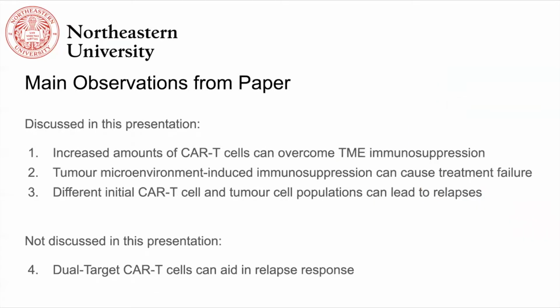The paper presents 3 major points for CAR T cells in solid tumors. Increased amounts of CAR T cells can overcome the tumor microenvironment immunosuppression, and this immunosuppression can cause treatment failure. However, different initial CAR T cell and tumor cell populations can lead to relapses. Something also discussed in the paper, but not in this presentation, is the dual target CAR T cells and how they can aid in relapse response.